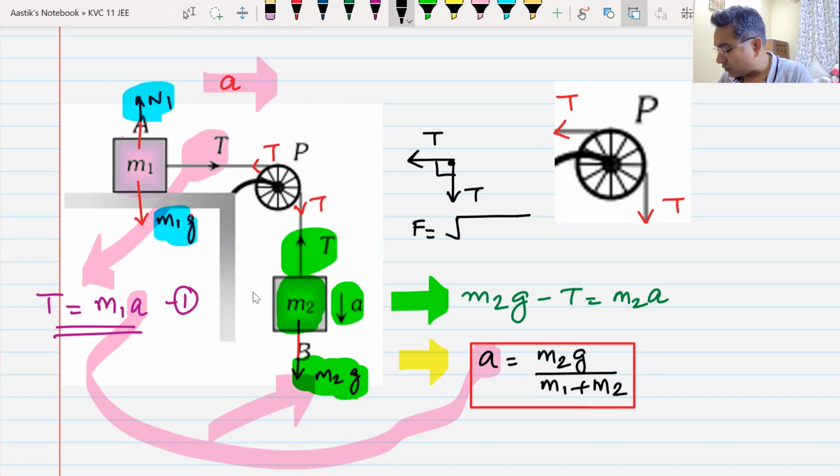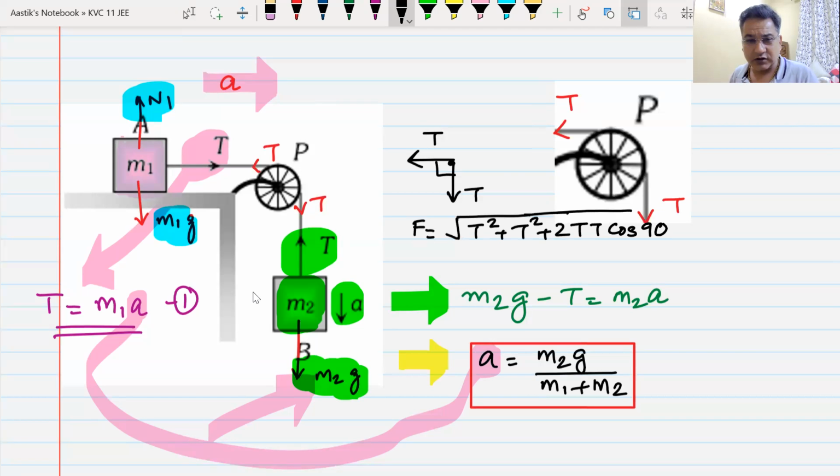It will be under root of T square plus T square plus 2 times T into cos of 90. Do we understand? I have put the equation for two vectors inclined at an angle of 90 degrees. So the answer will be root 2 times T. That will be the force applied by the string on the pulley.